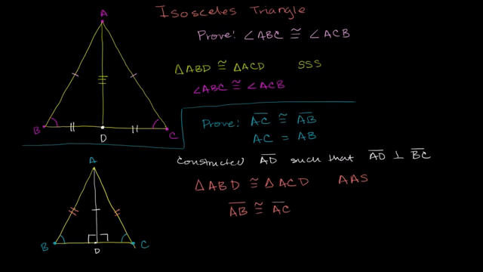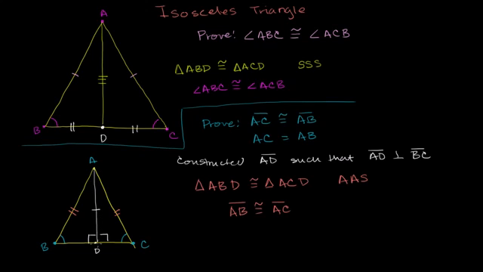If the base angles are equal, then the two legs are going to be equal. If the two legs are equal, then the base angles are equal. Very, very useful tool in geometry. And in case you're curious, for this specific isosceles triangle, over here we set up D so it was the midpoint. Over here we set up D so it went directly below A.